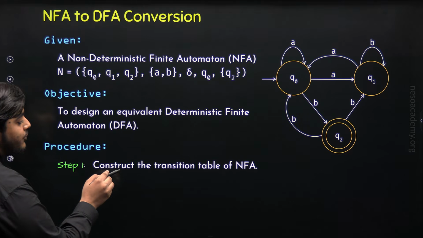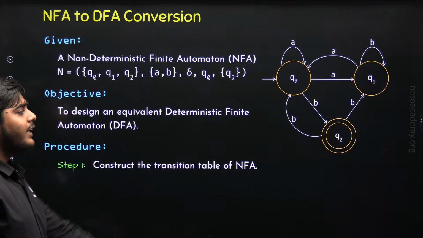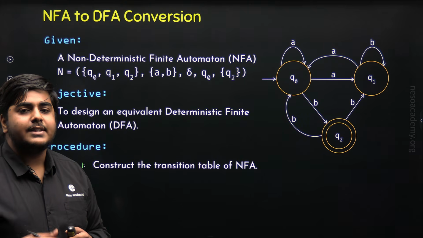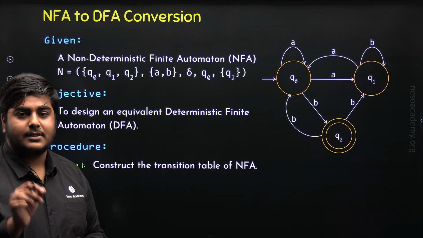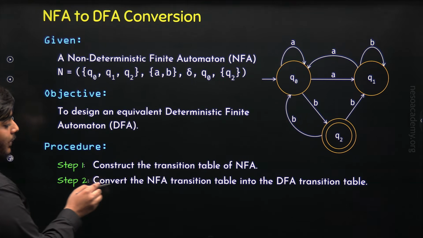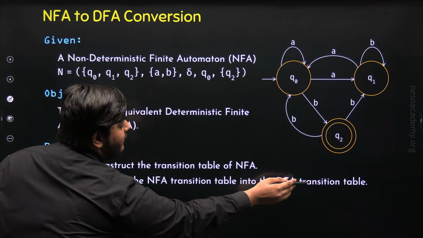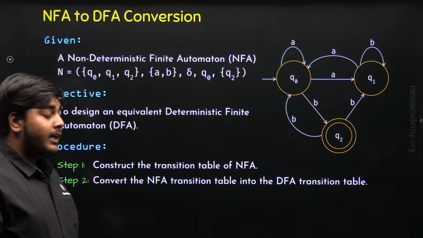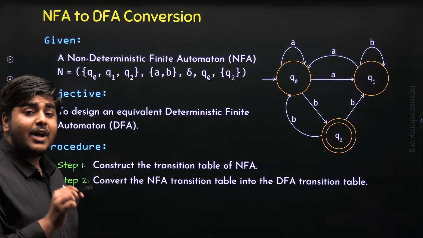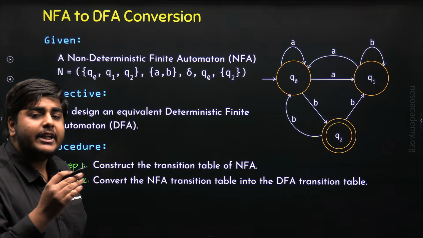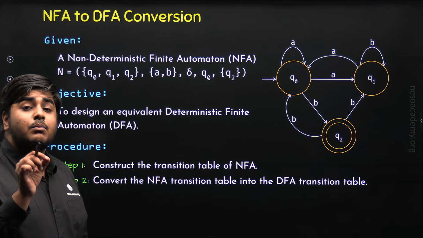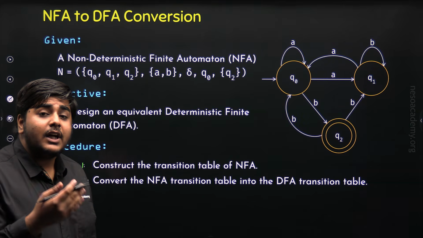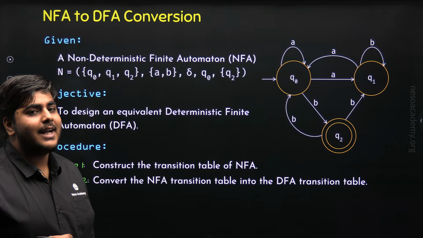Step number 1 is to construct the transition table of NFA. So we are given the transition diagram of NFA and we need to convert this transition diagram into the transition table of NFA, which is a very simple task. Now let's see step number 2. Convert the NFA transition table into the DFA transition table. So at the end of step number 1, we will get the transition table of NFA. In step number 2, we need to convert the transition table of NFA into the transition table of DFA. Step number 2 is the most important and the core part of this conversion. Step number 2 will further contain more sub-steps, which we will understand later.